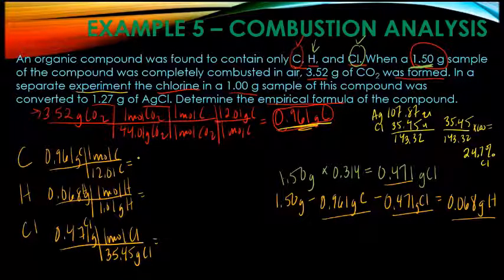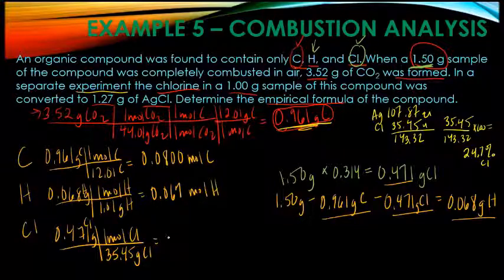Okay, so the carbon looks like it's 0.0800 moles. The hydrogen, 0.067 moles of hydrogen, and 0.0133 moles of chlorine. And looking here, it appears that the chlorine amount is the smallest, so that's the one we're going to divide by.